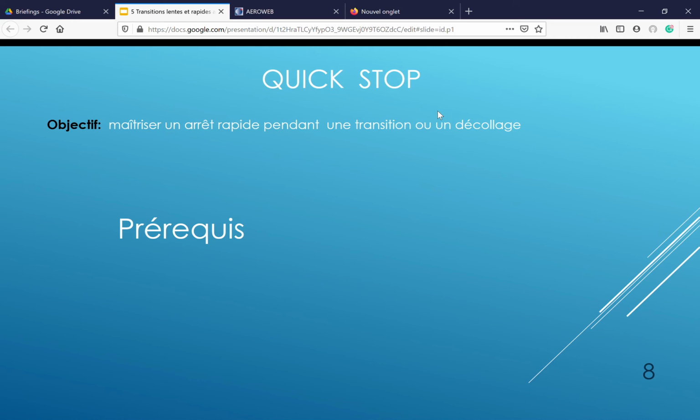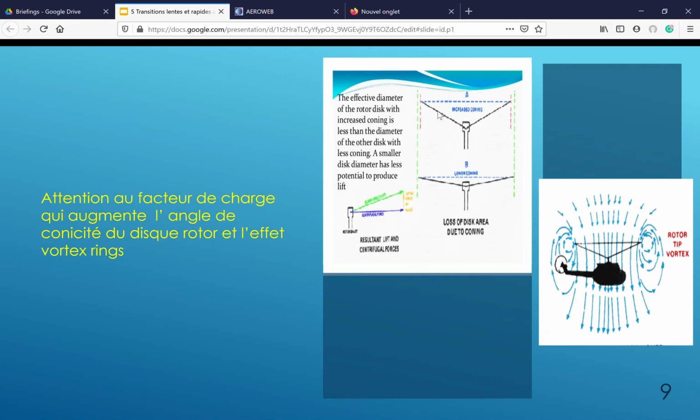Quick stop. So we have seen already the quick stop, just a little bit more in detail. Just a summary of what you have to know: during a quick stop, due to the fact that the helicopter pitches up, it will increase the coning angle of your blades. As you can see, this is normal, your rotor disc, and when you are performing a quick stop, the blades go up, so the coning angle increases, and as such the blades will turn faster, and you will increase your vortex ring at the tip of the blade. So be careful with that as well.